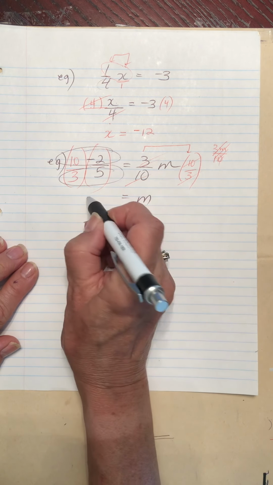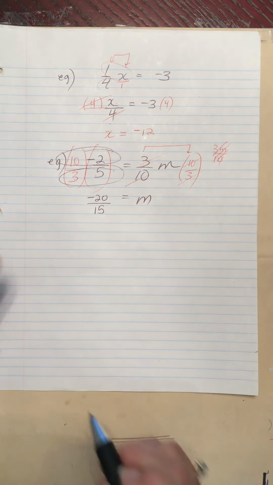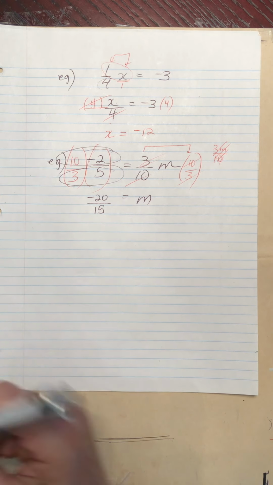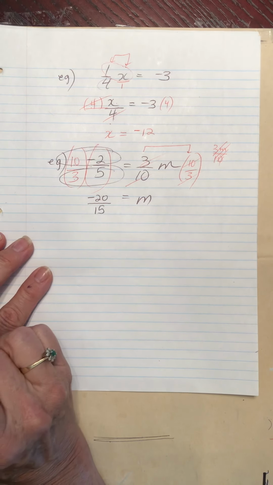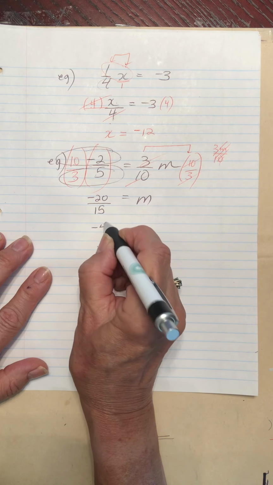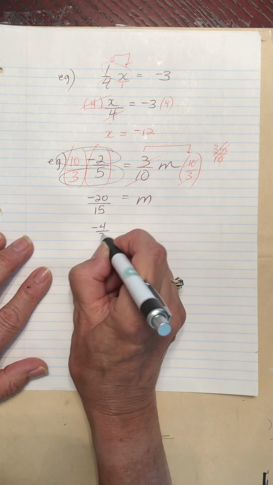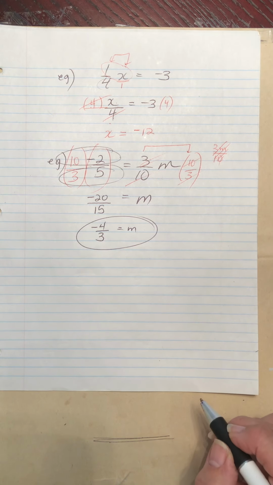10 times negative 2 is negative 20. 3 times 5 is 15. But I have a fraction. I'm going to reduce the GCF. In other words, what can be divided into both of those would be a 5. So if I divide the top by 5, I'll get negative 4. The bottom by 5, I get 3. And there is now my solution.